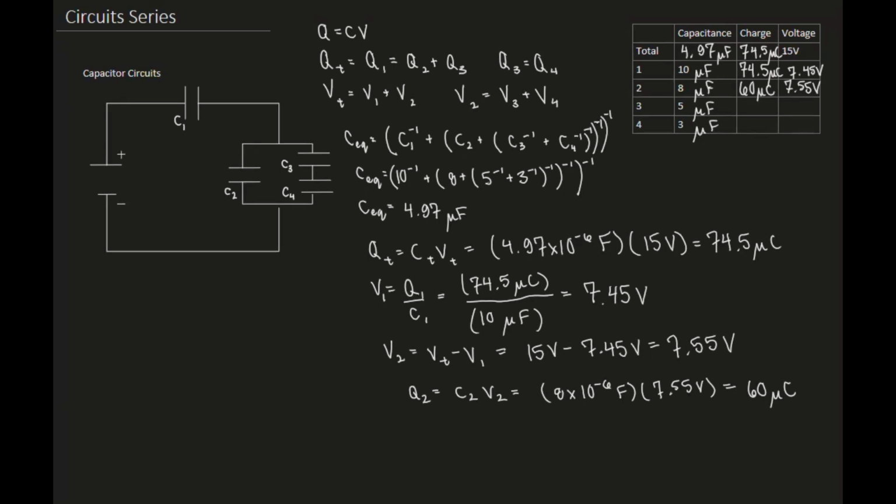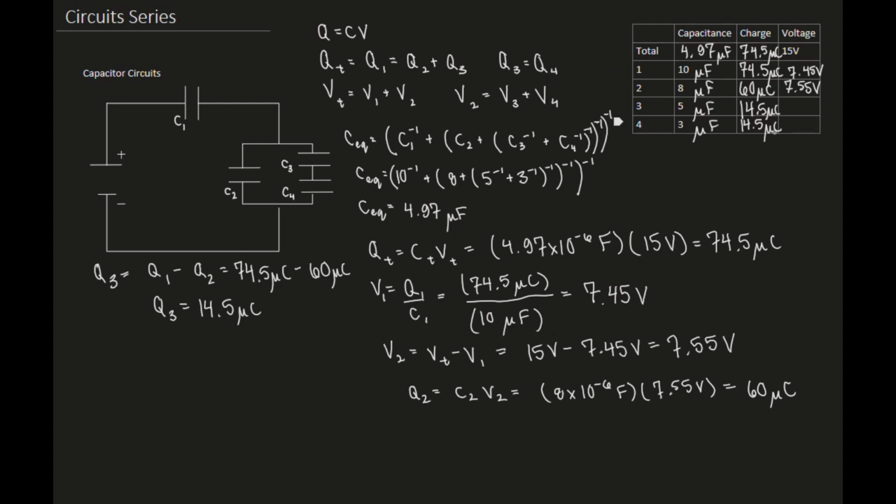I can then use the equation that I know, Q total equals Q1, which is equal to Q2 plus Q3, to find Q3. So Q3 is going to equal Q1 minus Q2. That's going to give me 74.5 microcoulombs minus 60 microcoulombs. And I get 14.5 microcoulombs for Q3. And then I know that Q3 is equal to Q4 because those are in series. So this one's also 14.5 microcoulombs.